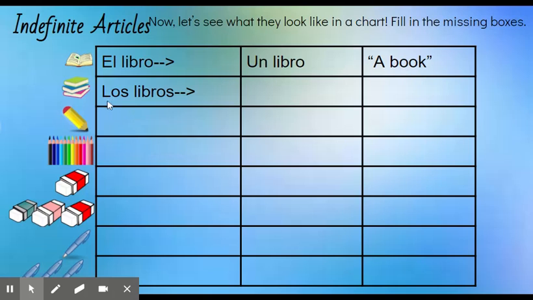Let's try number two together. So here I wrote los libros. If I want to go ahead and change the indefinite article, I need to take los and make it the masculine plural form. So I would get unos libros. Lastly, I need to write what it means in English over to the right, and that means some books. Pause the video to try the rest on your own.